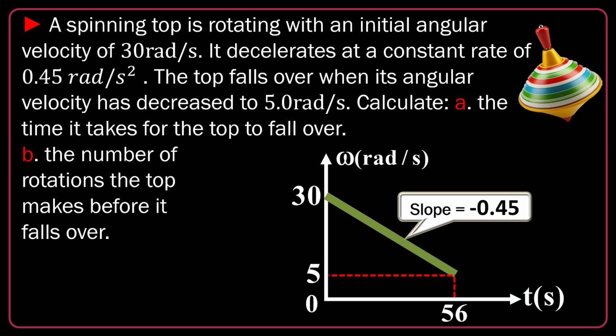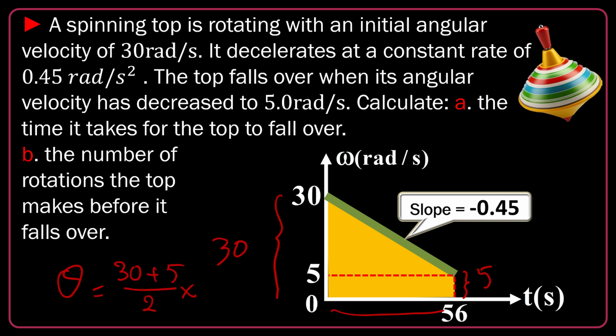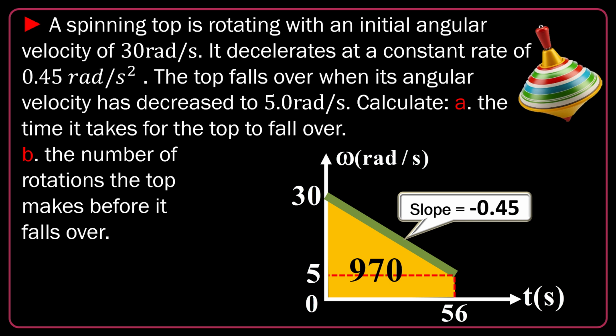So at the beginning, I start finding the theta. Theta will be the total area under the graph in the whole 56 seconds. I have a trapezoid. Larger base is 30, small base is 5, and height is 56. So theta is supposed to be 30 plus 5 divided by 2 times the height 56. So 970 is the total angular displacement, theta.